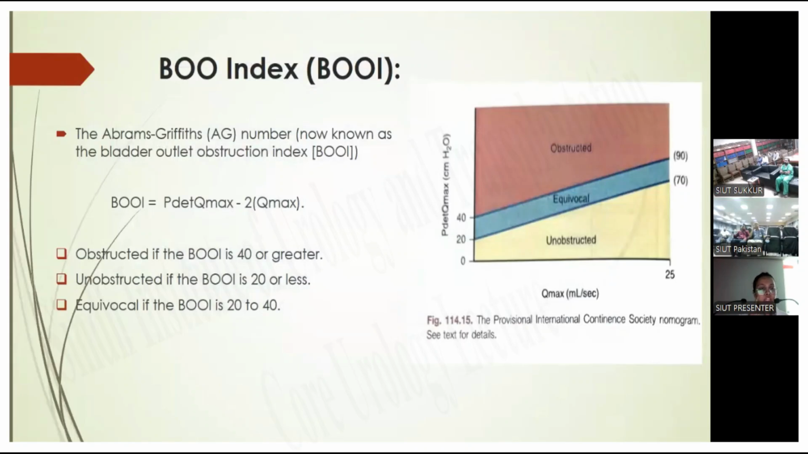Moving forward to the bladder outlet obstruction index, this is the Abrams-Griffiths number, also known as the bladder outlet obstruction index, BOOI. The formula is Pdet at Qmax minus 2 times Qmax. This calculation leads to a number which we plot on this graph: unobstructed, equivocal, and obstructed. If the answer is 40 or more, it is an obstructed pattern. If it is 20 or less, it is unobstructed. And if it is between 20 and 40, it is the equivocal zone.